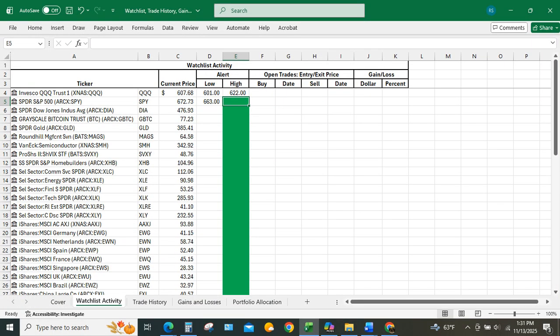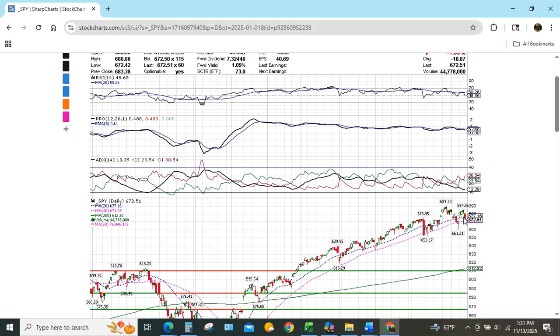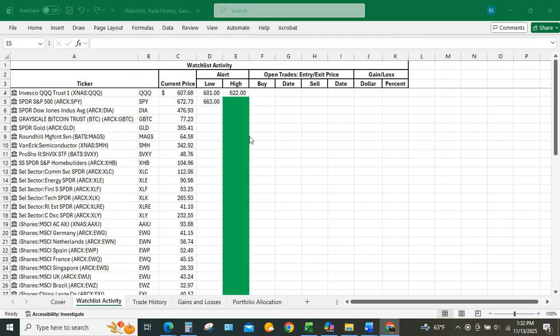And for a high, again, I just want to see if it's going to break above that 20, then I might be interested. So right now the 20 moving average is at 677. So maybe if it hits like 679.